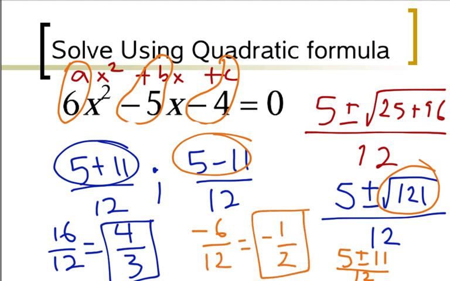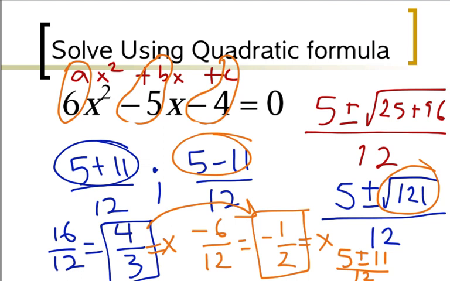So we have two solutions, 4/3 and negative 1/2. And those are our two solutions for x. You should put x equals. Okay? I think the lab usually does that for you, but that is what x is equal to. So this is a full workout of solving the quadratic formula for this problem.